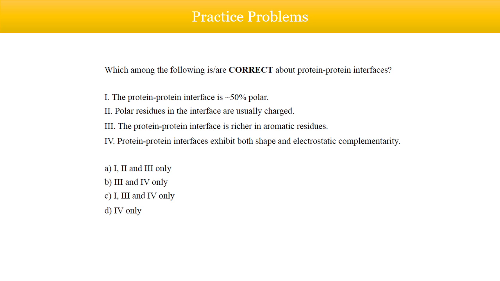So which of the following is or are correct about the protein-protein interfaces? The protein-protein interface is around 50% polar. Polar residues in the interface are usually charged. The protein-protein interface is richer in aromatic residues. Protein-protein interfaces exhibit both shape and electrostatic complementarity. Which of the following points are correct?